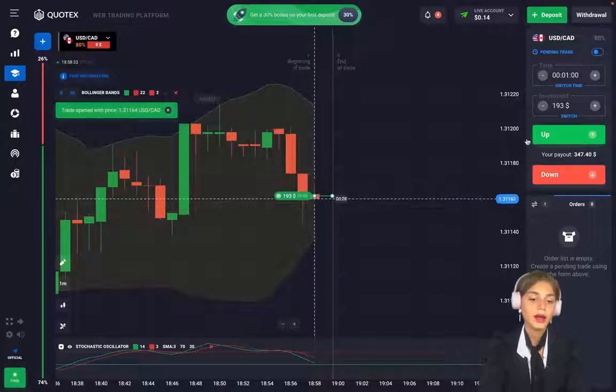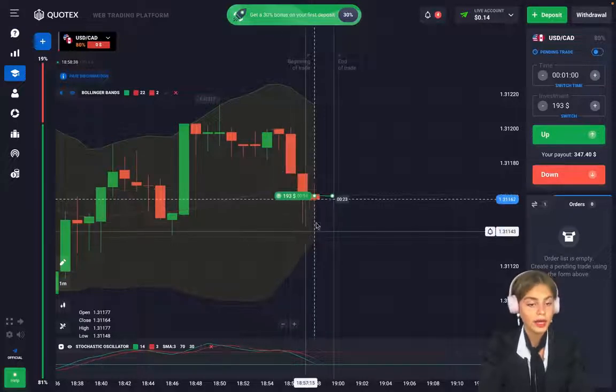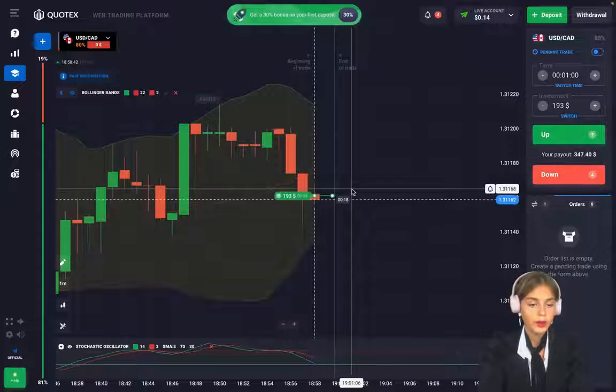I want to bet on high here as it's a really big tail at the bottom of the candle, and after such candles there's a green one. So we bet on higher as the green candle means growth.